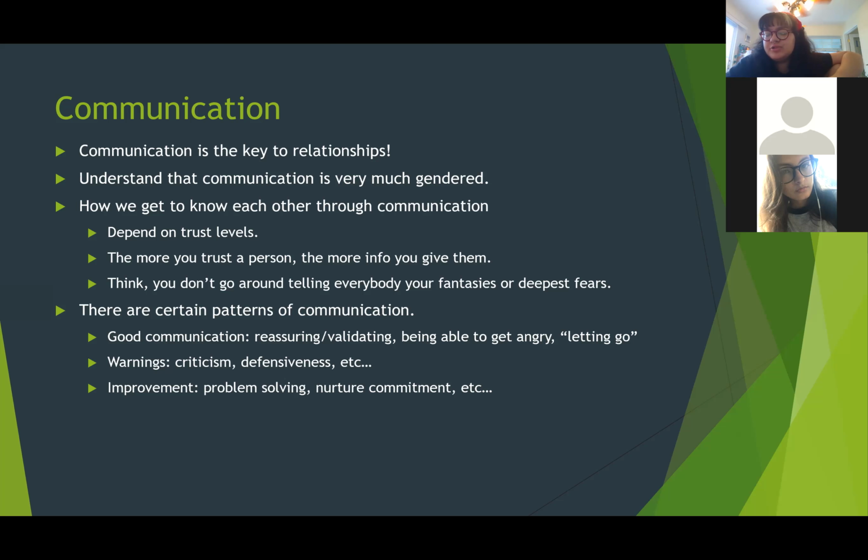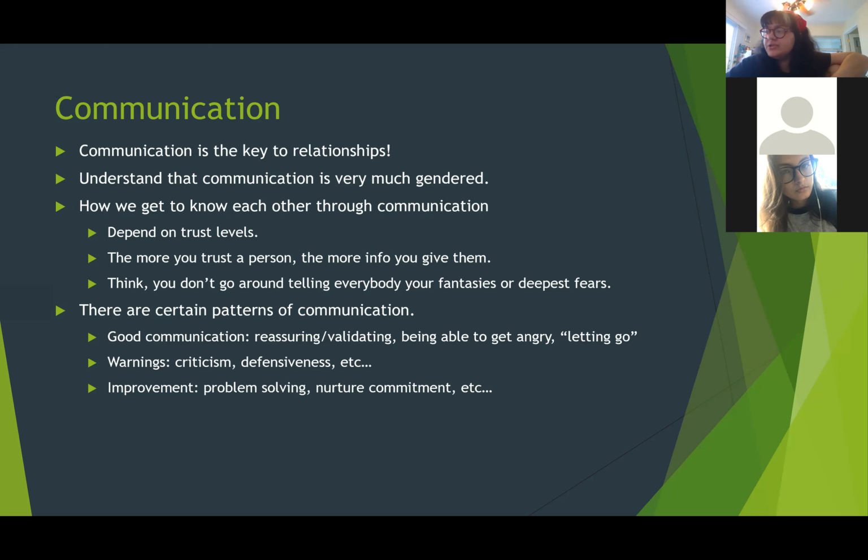And there are certain patterns of communication. For good communication, you will see people that are reassuring and validating of themselves and of the other. And there's also room to be angry. I know that sounds like I don't know what I'm talking about, but in a relationship, you need that space to let out repressed emotions. It's not the idea that we need to be angry to have a good relationship, but rather I am able to be angry and tell you how I feel, even if that means being angry. And also the idea of letting go.